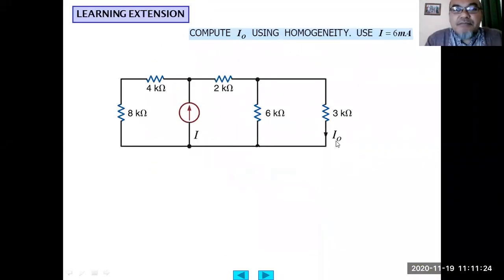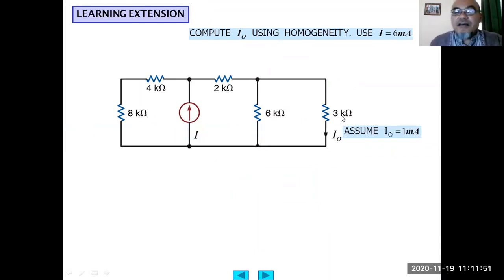Let's give another example. Here we have an independent current source I, and I is 6 milliampere. Now calculate I output using homogeneity. Of course we can use Kirchhoff's current law and the current divider to calculate I output, but now try to calculate it using the homogeneity principle.